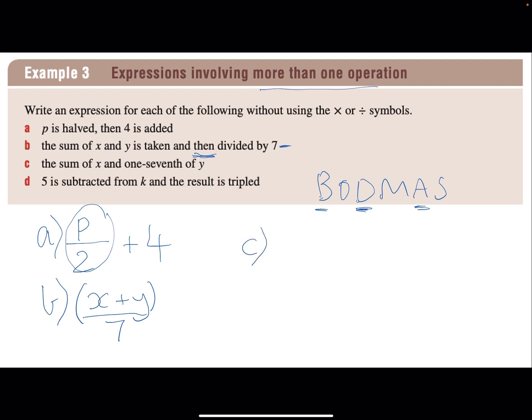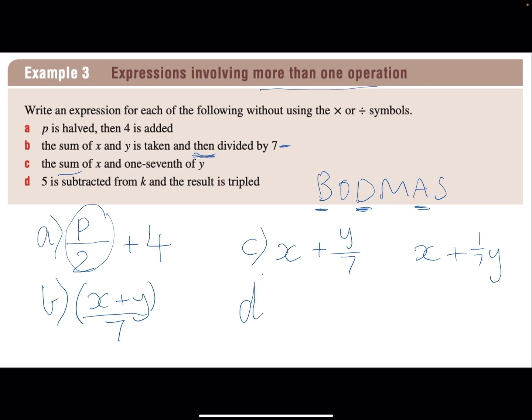Letter C asks us to think about the sum of X and 1/7 of Y. So sum, again, we're going to add. So I get X and I want to add that to 1/7 of Y. So I can put Y over 7. You might also write that as X plus 1/7 of Y, remembering that there's an imaginary times symbol in between that 1/7 and the Y.